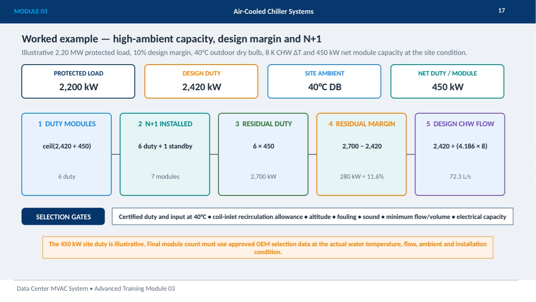Finally, the design chilled water flow is determined by dividing the design duty by the product of water's specific heat and the temperature difference, resulting in about 72.3 liters per second. It's important to note that these figures are illustrative. Final module selection must always be based on certified OEM data that accounts for actual site conditions, including variables like coil inlet recirculation, altitude, fouling, sound, and electrical capacity.